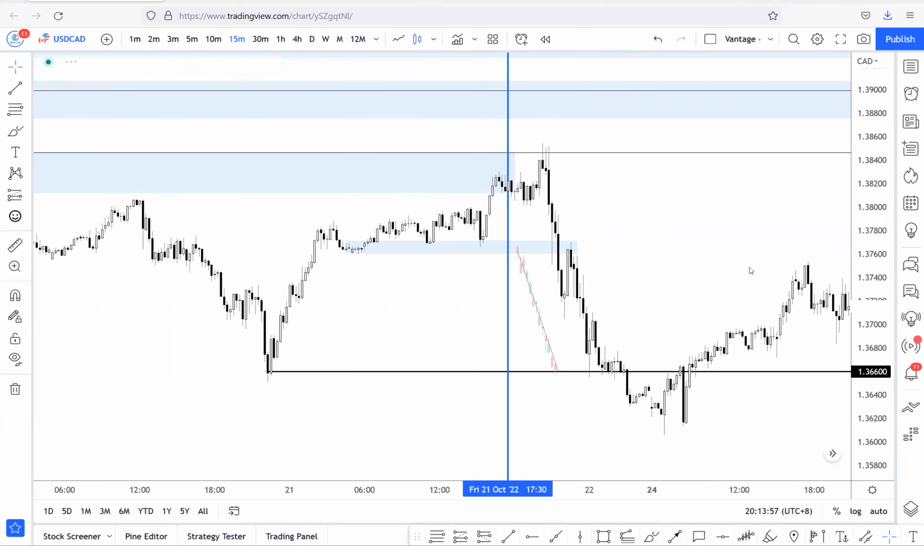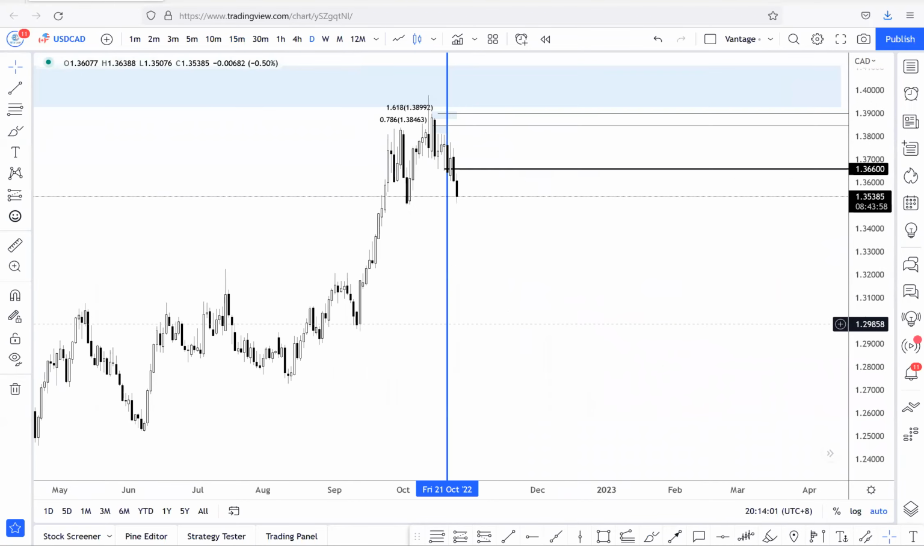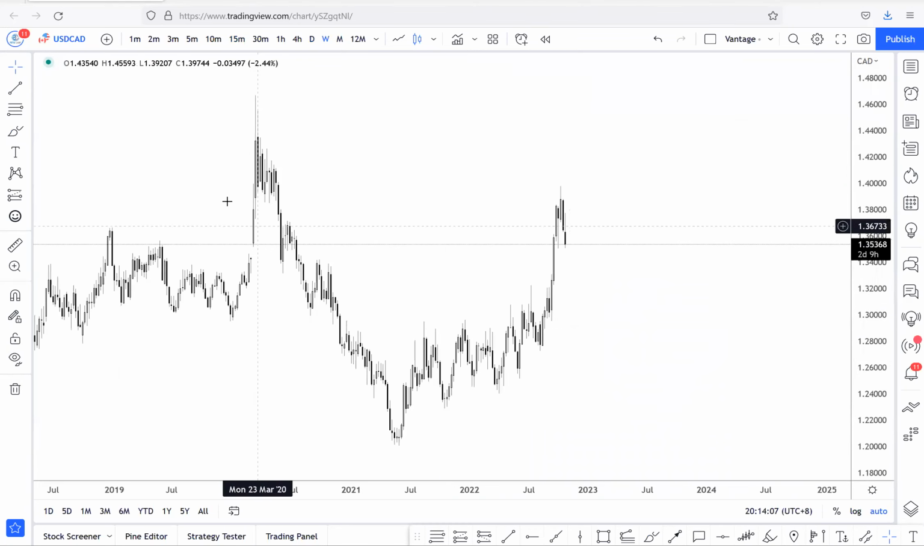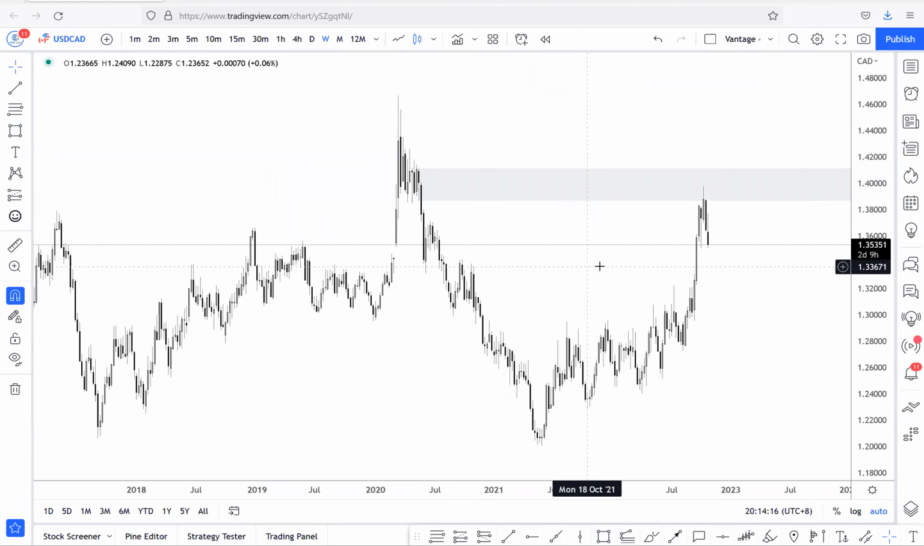So let me just remove all these levels now that this played out nicely. Let's take a look at what we have currently. So I'll just remove all these levels, right? I will keep the weekly because this region, it's still the same, right? This didn't change. So it's still the weekly resistance area here. So the same region, right?